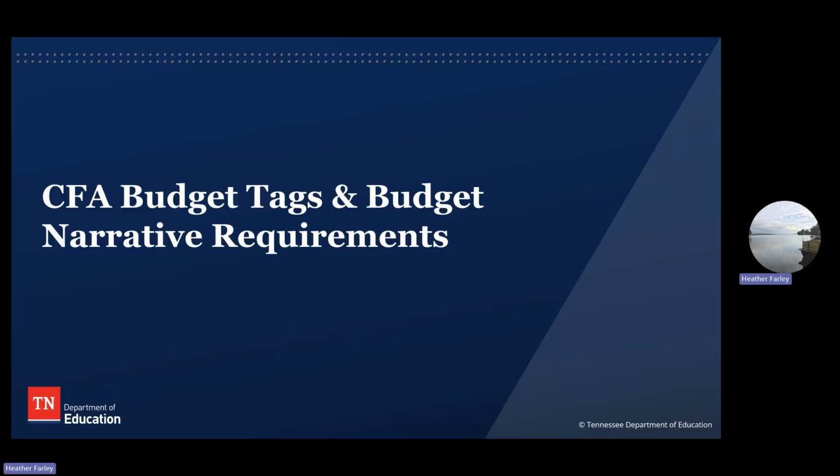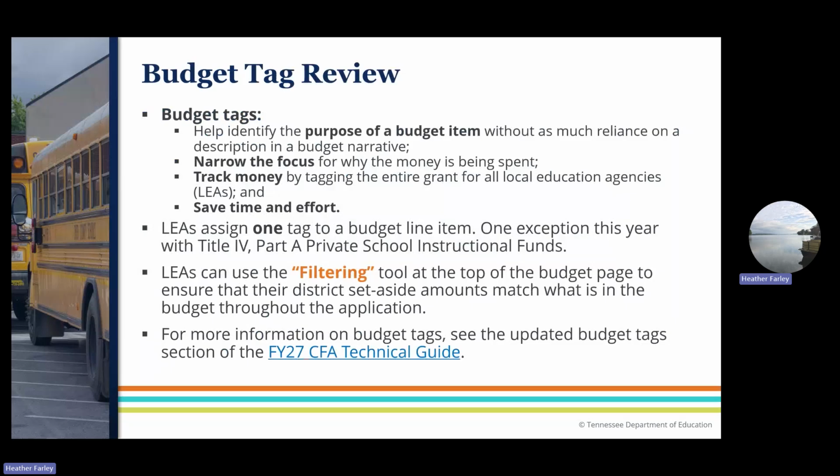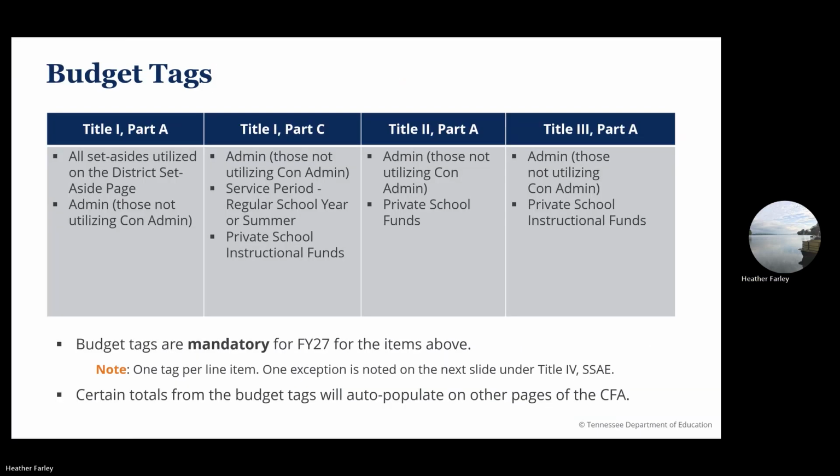With the budget tags and narratives, budget tags help you identify the purpose of a budget item, and you can use a filtering tool, or we have a page if you want to see the overall amount. You do assign one budget tag to a line item. There is an exception I will go over in the next few slides. And there is that filtering tool that will help you. These are the budget tags required for Title I Part A, Part C, Title II Part A, and Title III Part A. There have been no changes, but all of those that you see on your screen are required.